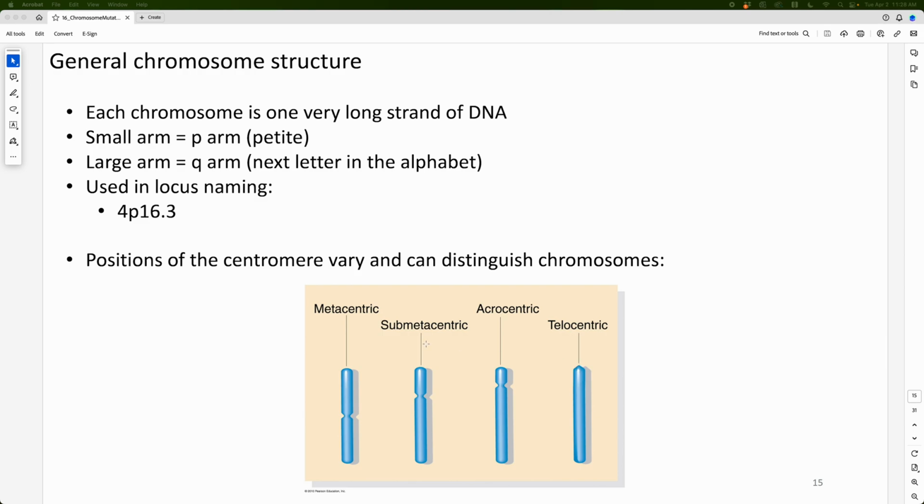So typically when you're trying to tell the difference between submetacentric and acrocentric, we're doing this in a comparative kind of way, looking at the entire karyotype, or the set of chromosomes for an organism, to make this distinction.